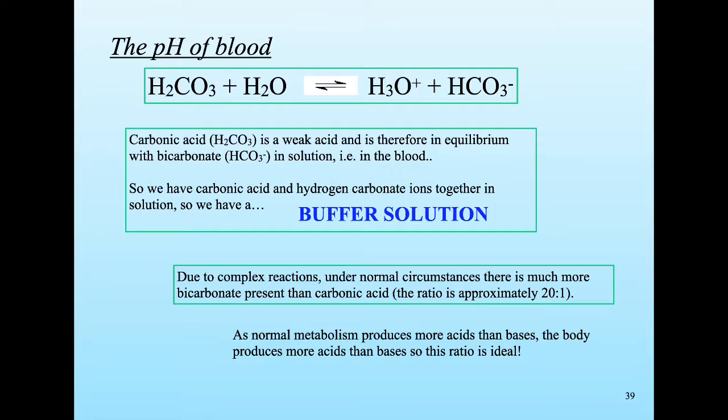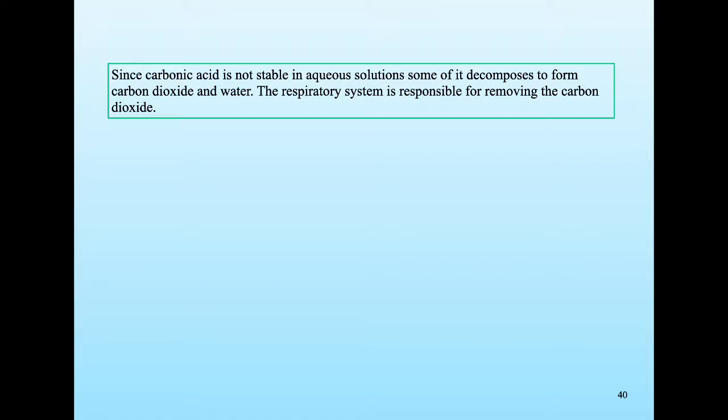So there we go. We've just mentioned that there's more of the hydrogen carbonate ions than we'd expect, essentially because the body produces more acids, so we're going to have to deal with those acids. Now, carbonic acid is not stable in aqueous solutions, so when it does exist in any higher concentrations, it decomposes to form carbon dioxide and water, and the respiratory system, your lungs, gets rid of the carbon dioxide.